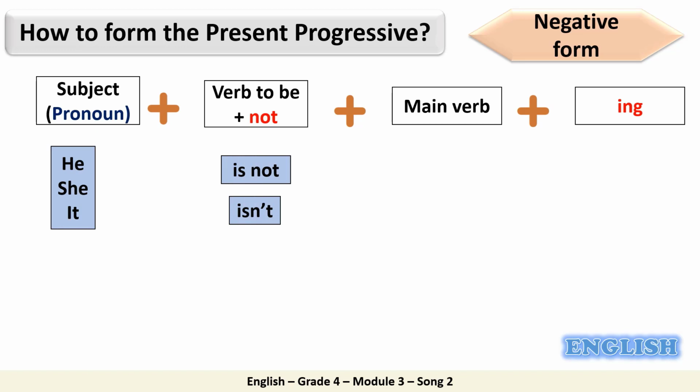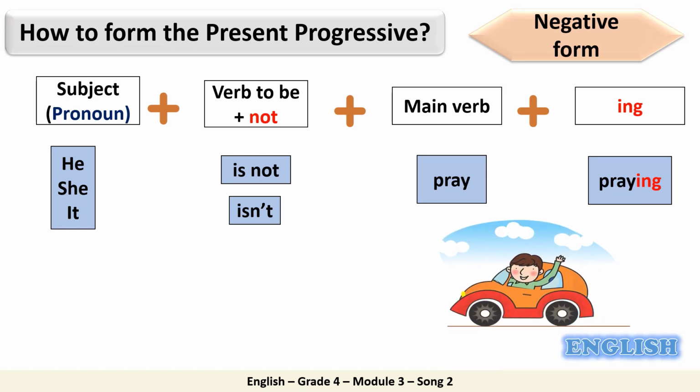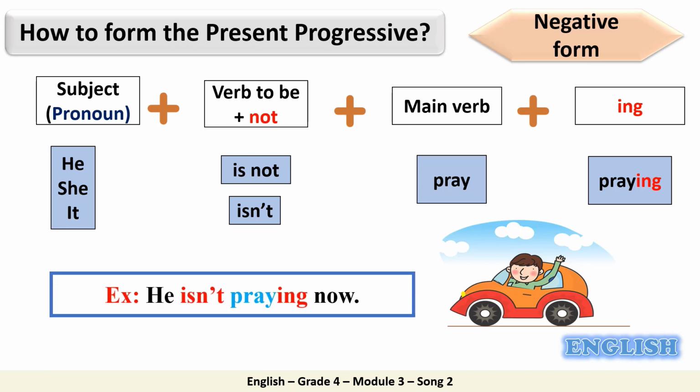Is not or isn't. And here, isn't is the short form. And then we're going to add the main verb, which is pray, and at the end, the ing. Let's see our sentence. Look at the picture here. What is he doing? Is he praying? No, he isn't praying now. He is driving his car.